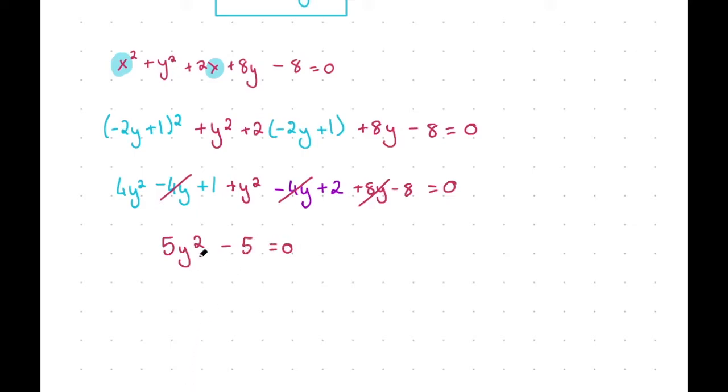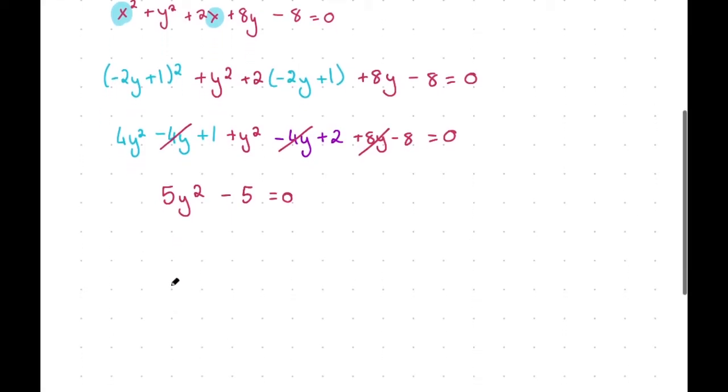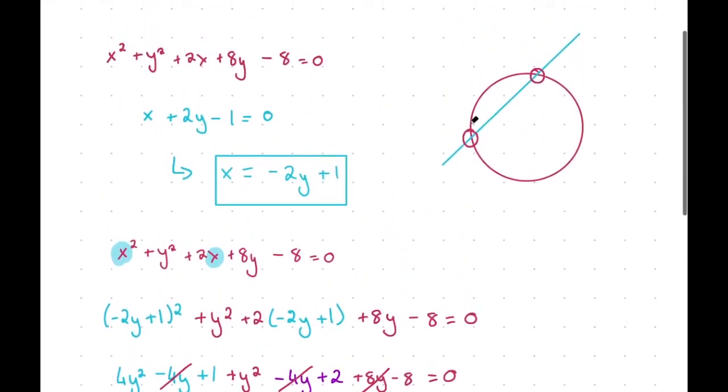So what I do then is I go through my list of questions when I'm trying to solve anything in algebra, and the first question is, does it have any factor in common? And we can see here that 5 is actually a common factor, so I can factorize out 5 here. And then I can say divide both sides by 5, and I've got y squared minus 1 is equal to 0. Now remember, we're looking for 2 points of intersection here.